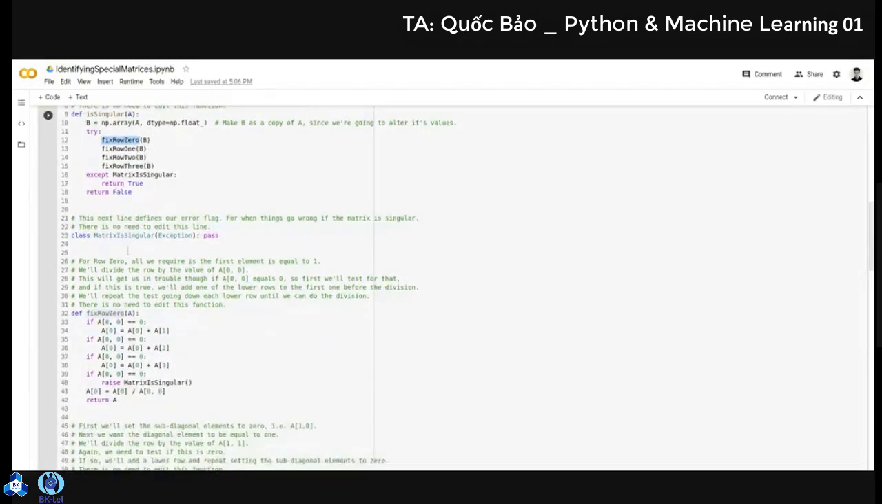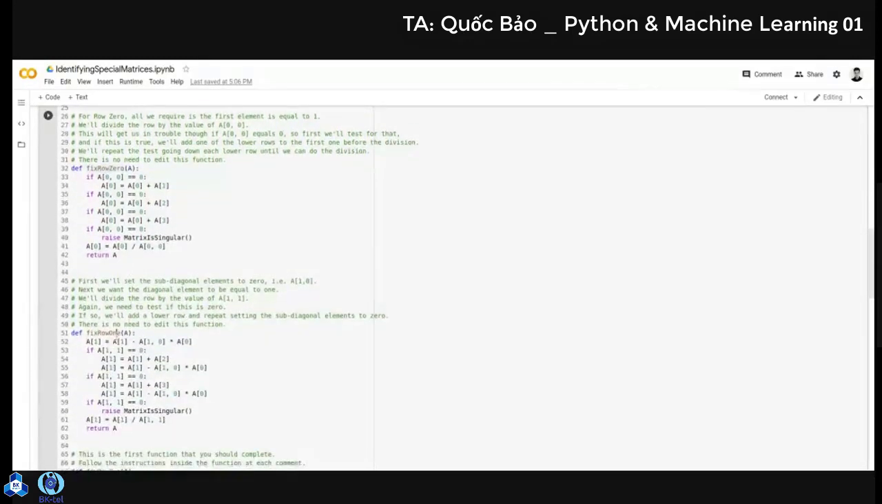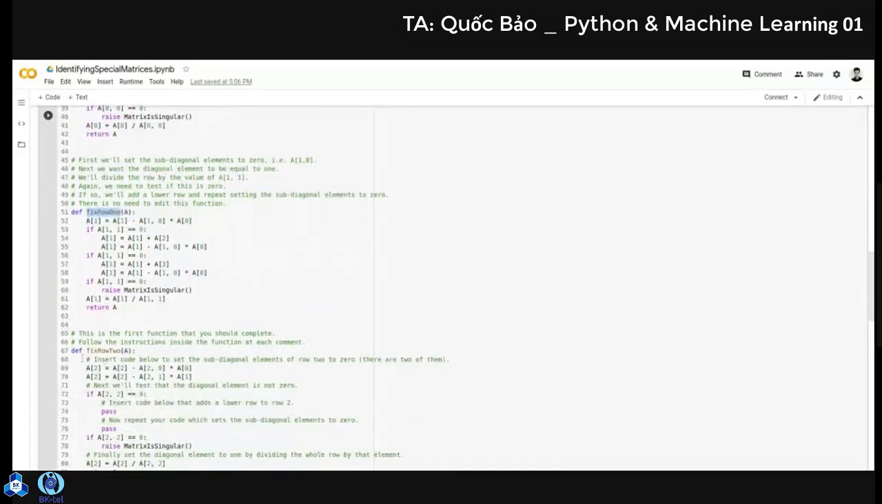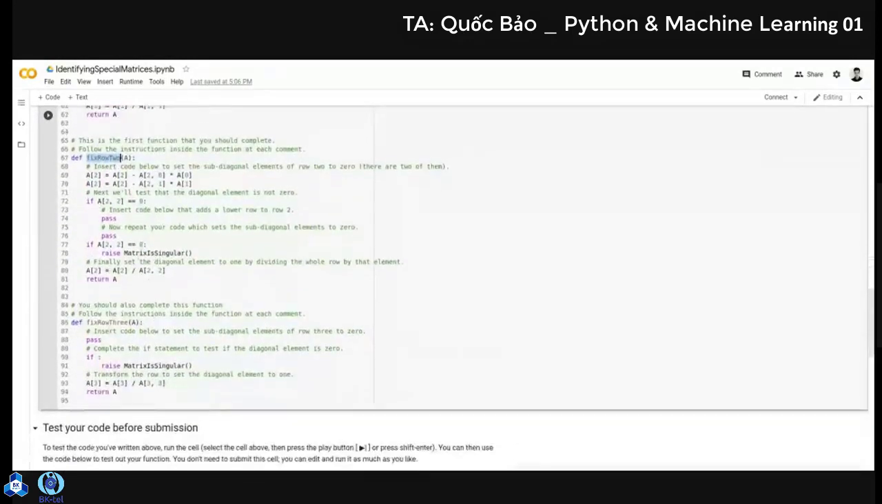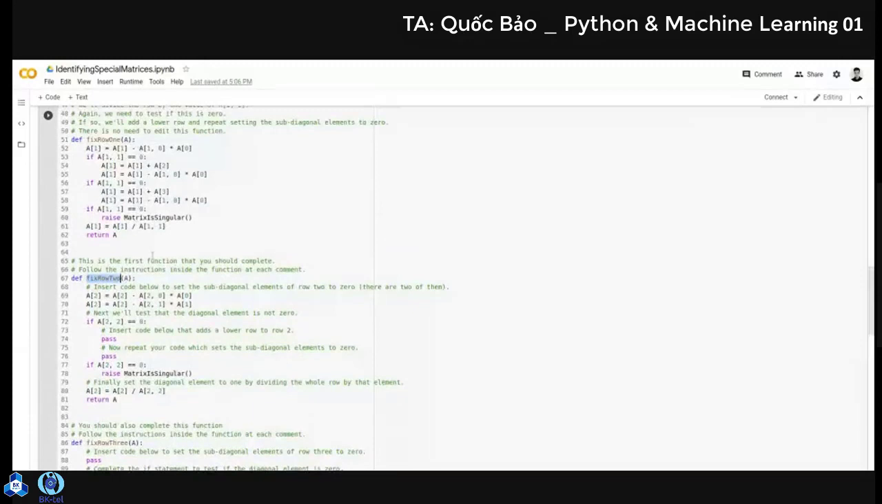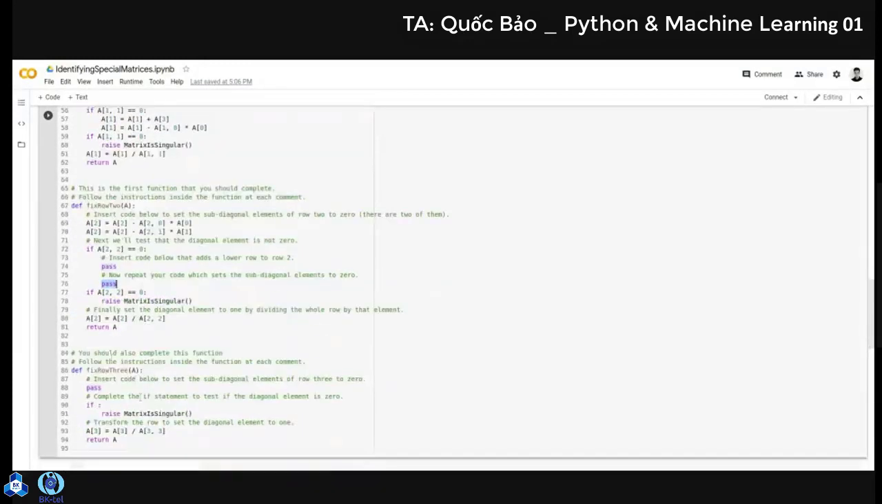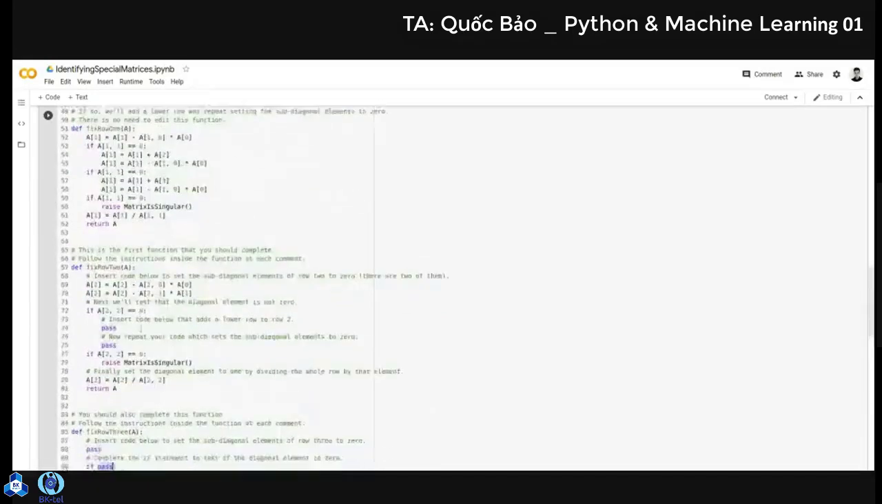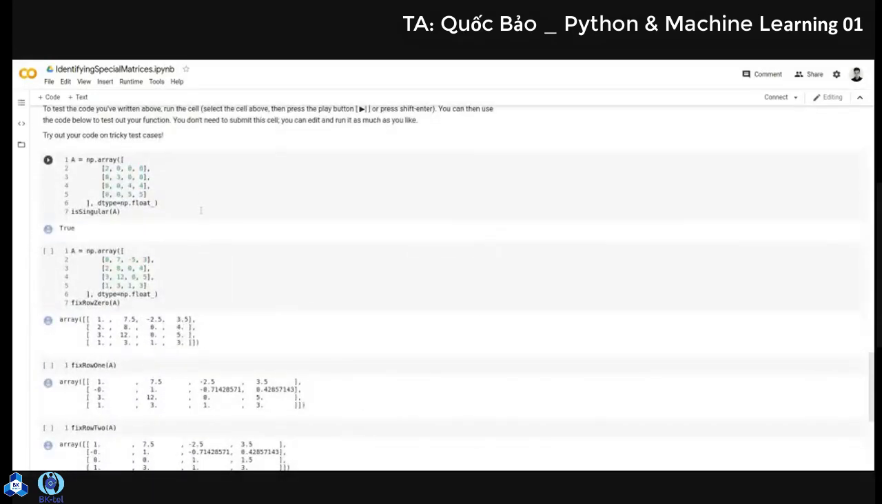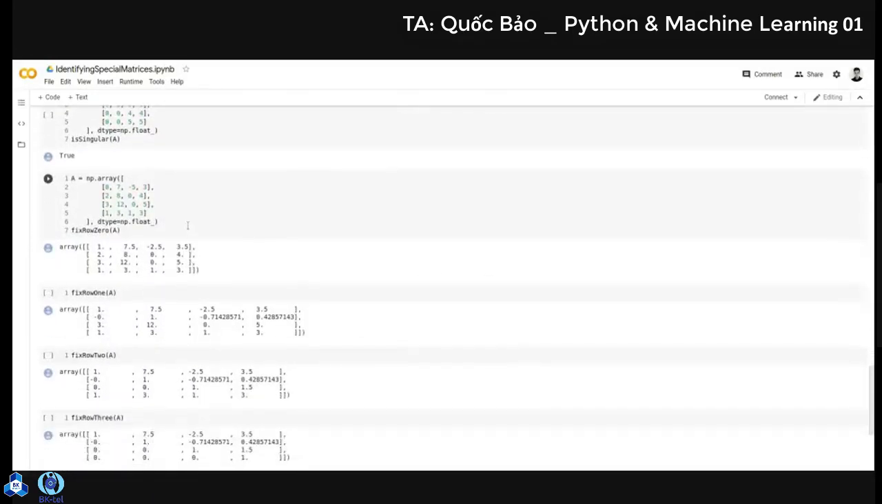Mình sẽ fix từng hàng, ví dụ fix hàng 1, fix hàng 2. Bài này đã có code gần hết rồi, chỗ nào để chữ pass thì bạn cứ điền code của bạn vào những chữ pass này. Ok, cuối cùng bạn có thể kiểm tra bằng cách chạy những đoạn code này.